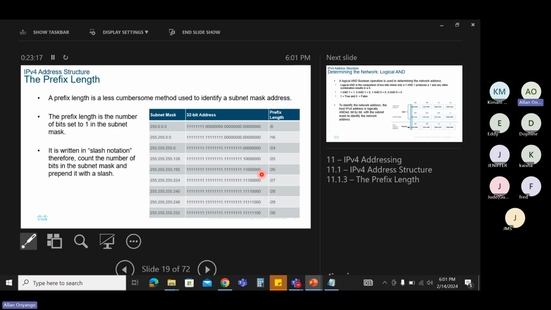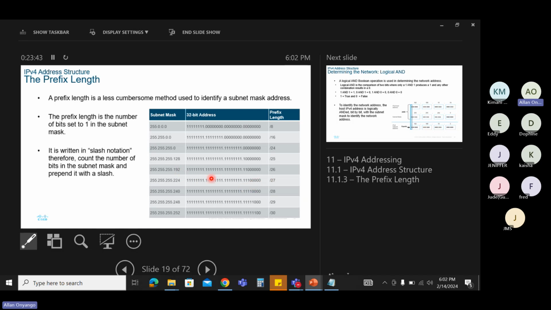Look at /26. /26 means there are how many ones? 26 ones. So 8, 8, 8, that is 24, plus how many more? Two more to make it /26. And so you get here 255. Then we need to add 128 plus what? Plus 64. That's how we get dot 192 here.